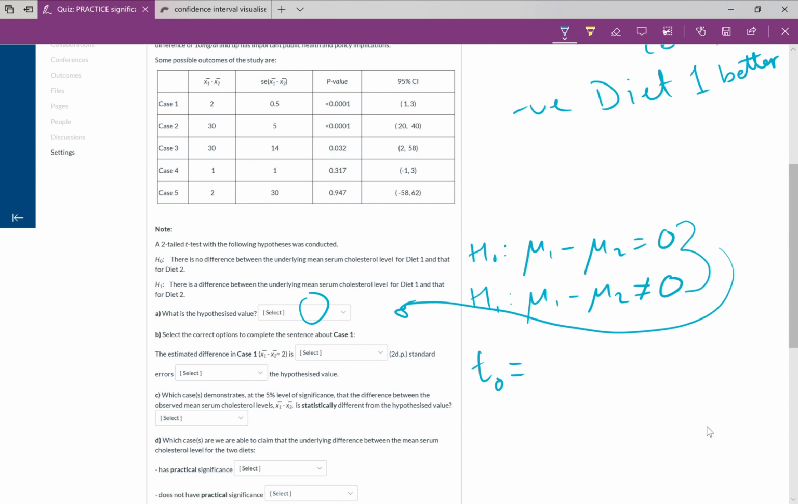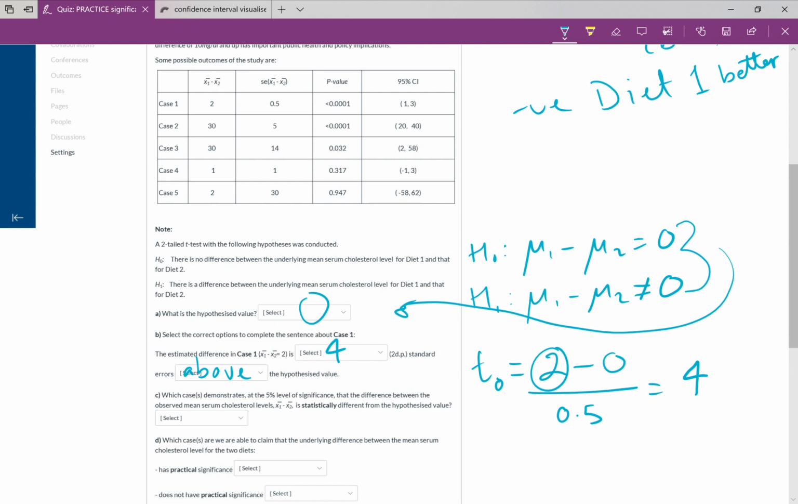So the estimate in case 1 is 2, our hypothesized value is 0, and our standard error is 0.5. So that comes out to be 4. Test statistic of 4 means that the estimate, 2, is 4 standard errors above the hypothesized value. If it had come out to be -4, then that would tell us that it was 4 standard errors below the hypothesized value. But we have a positive number here.